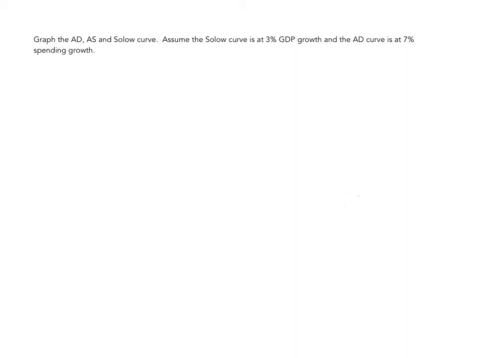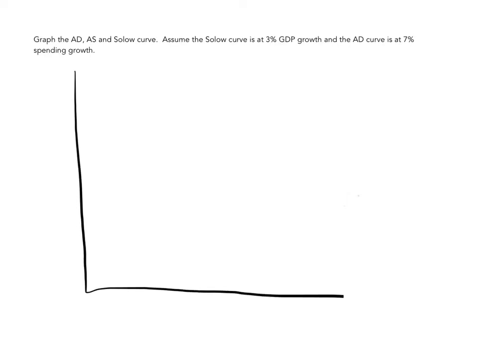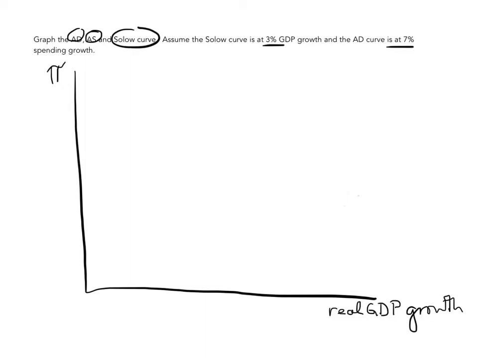First thing, graph everything. So we put on the vertical axis inflation, on the horizontal axis real GDP growth, and then we just need to know what's going on with the given information. So we need to graph these three curves. Let's graph the Solow curve first.